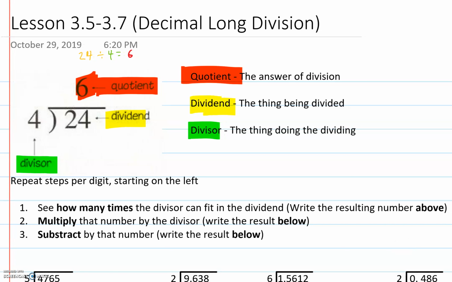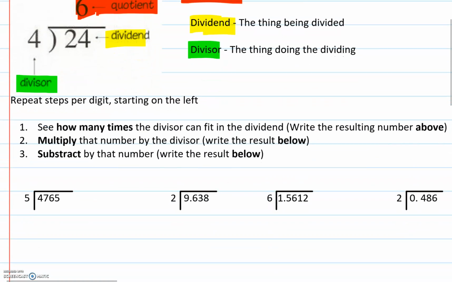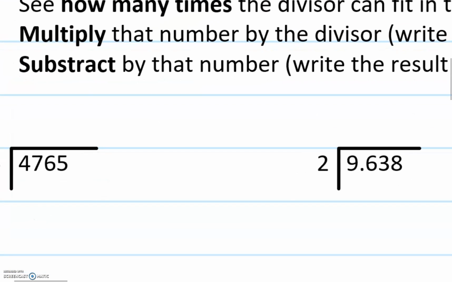See how many times the divisor can fit in the dividend. Then write the resulting number above. So how many times and then above. Second step, multiply, then below. Then you write your answer below. Then you subtract by that number and write the result below. Okay, so let's go through this step by step.